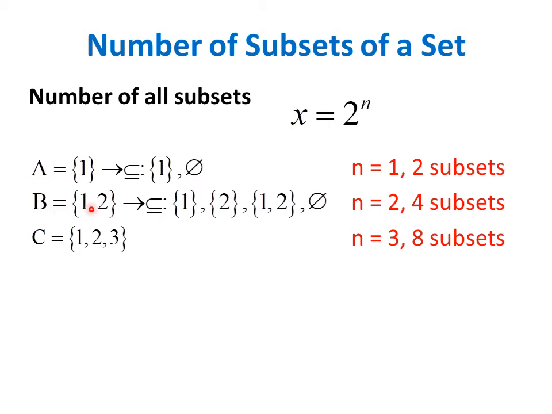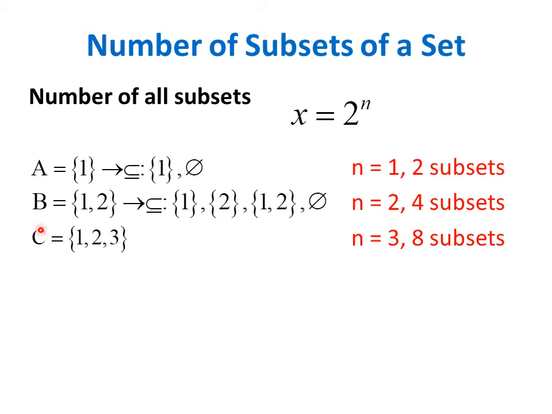Next, let's say we are given the set B. It has the elements 1, 2. So there are 2 elements, and n is equal to 2. What are the subsets of this set? We have the set of each element, set of 1, set of 2, and the set of the combination of 2 elements, 1, 2. And notice that that is already the given set, so we add the null set. So how many subsets do we have? 1, 2, 3, 4. So 4 subsets.